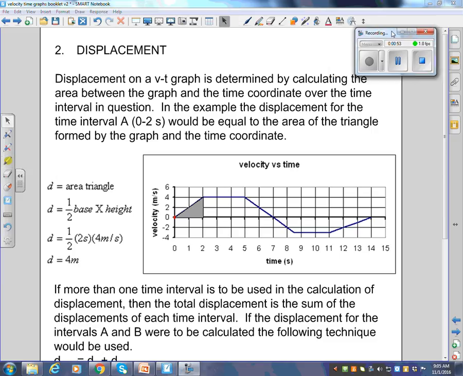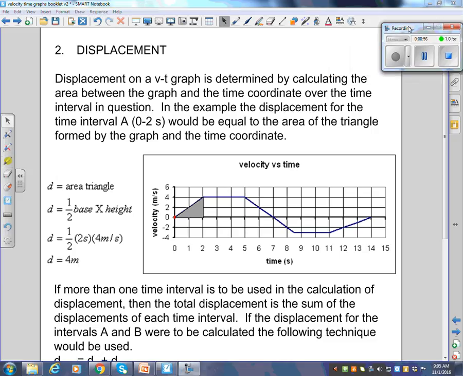Okay, so here we are on the one that says displacement. Now, again, stay with me here. Displacement on a VT graph is determined by calculating the area between the graph and the time coordinate, the time axis, over the time interval in question. So I would like you to highlight that, star it, underline it, do something. It is the area between the graph. In calculus, they call this the area under the curve.